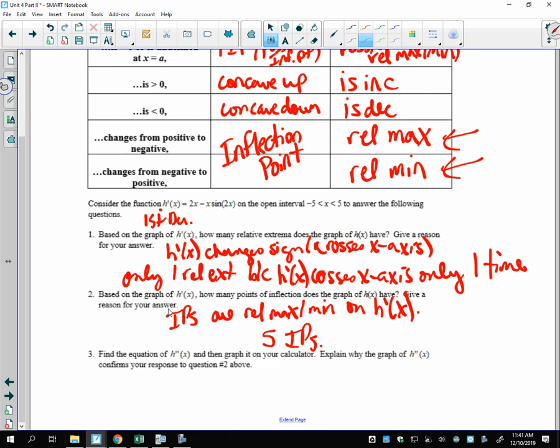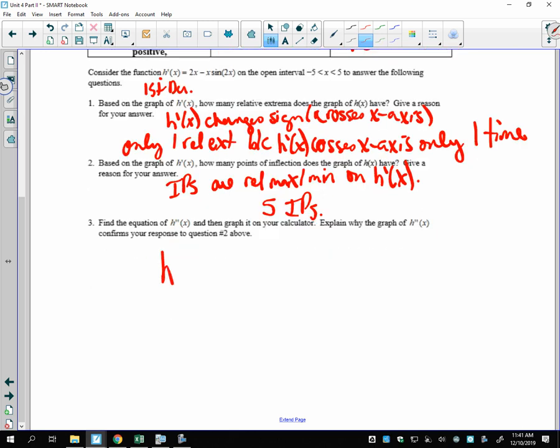Number 3 says, find the equation of the second derivative and graph it on your calculator. Explain why the graph confirms your response to question number 2 above. Okay, so let's take the second derivative now. So 2x, the derivative is just 2. This is going to be the product rule. So minus the derivative of x is 1, and then times sine of 2x. Minus x, because I'm going to leave that alone even though it's plus, but it's minus x. The derivative of sine of 2x is cosine of 2x times the derivative of the inside, which is 2. So I'm actually just going to make that minus 2x.